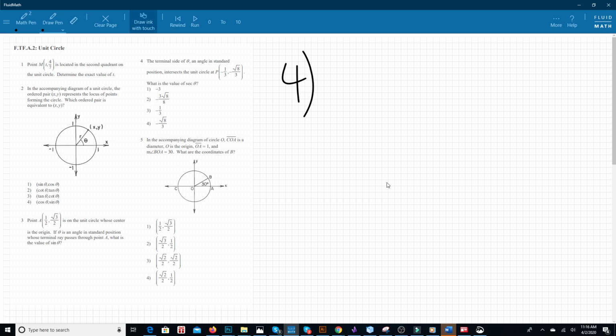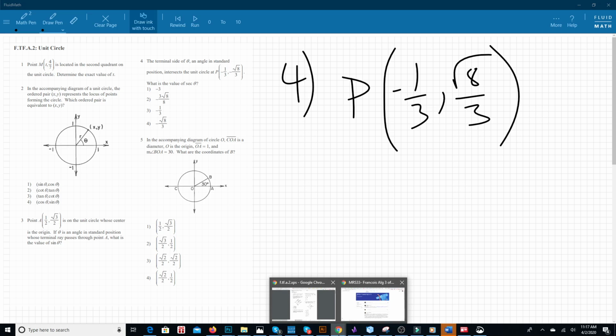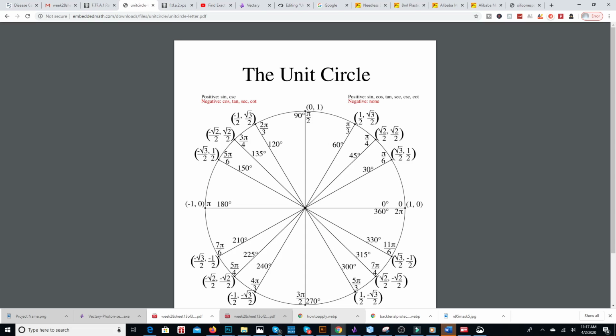It says P right here is -1/3 and radical 8/3, right? I'm going to flash back to my unit circle, guys, all right? You'll see me flash over to the unit circle right now, okay? So I'm going to go over right now to the unit circle. I think it's this one right here. So we have the unit circle, right?